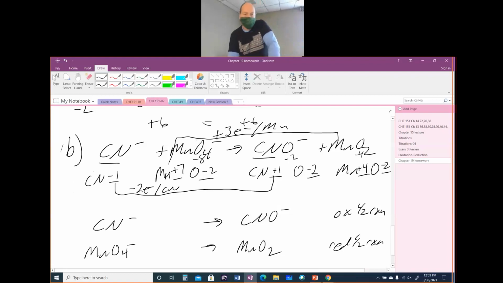All right, and so CN, we have 1 CN on this side, 1 CN on that side, so we have to lose 2 electrons. So we are going to lose 2 electrons to balance the oxidation numbers. For our Mn going to MnO2, there's 1 Mn on this side, 1 on that side. We have to gain 3 electrons per Mn in order to balance our oxidation numbers.